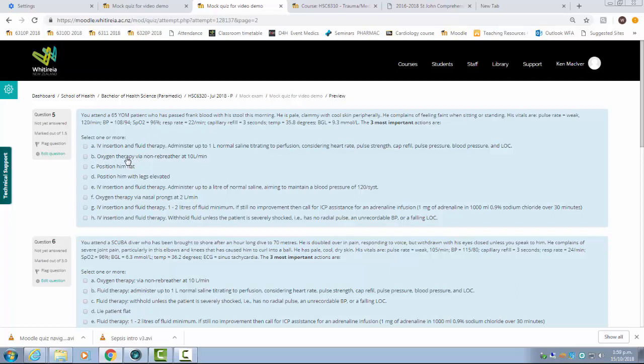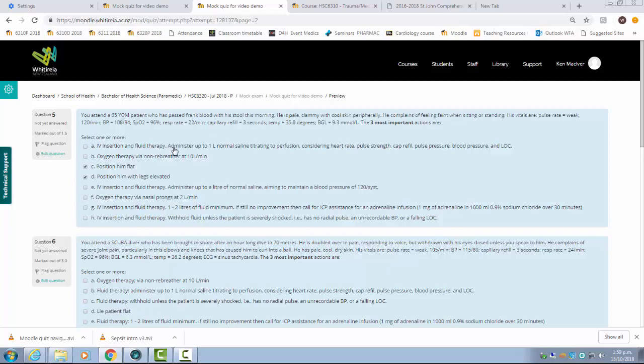So I'm less concerned about that right off the bat. But positioning him flat, I would like to do that. I'd position him with his legs elevated. What else have we got? Another oxygen therapy one. And the rest are all options for fluid therapy.